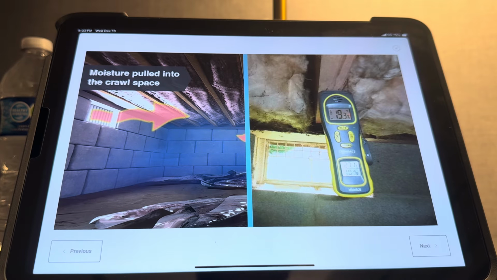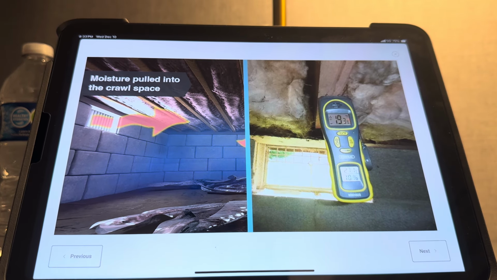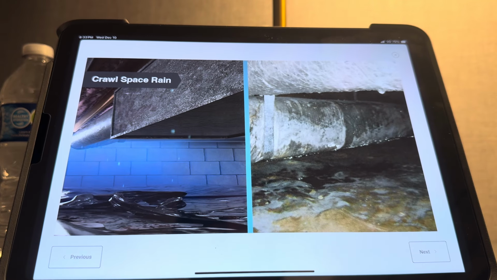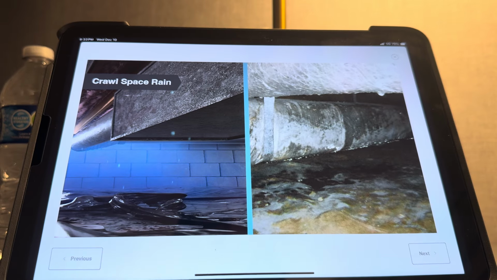Moisture is pulled into the crawl space, creates a lot of moisture reading. We even get right up next to the vent in this picture to see how severe that humidity really is. And it creates, again, just sort of a clash of environments, as you can see in that ductwork.